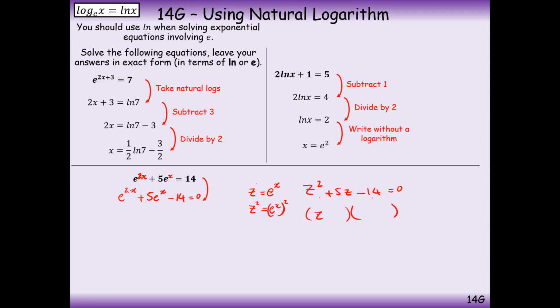I hope you guessed it. You would have used plus 7 and minus 2. Therefore, z equals minus 7 and z equals positive 2. Then you say e to the power of x was z. Can I have e raised to any power turn it into a negative? No. Therefore, that's not going to work.